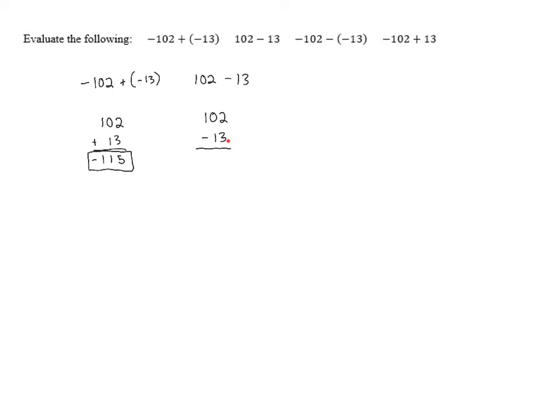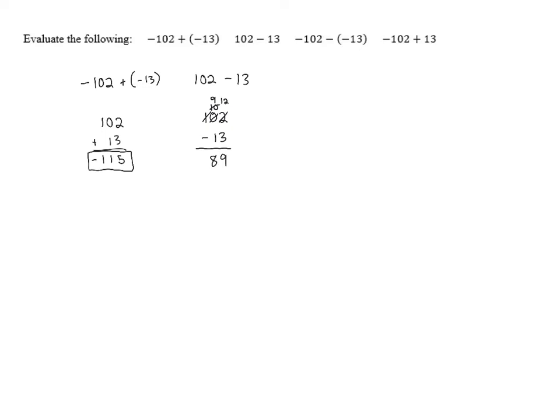We can't subtract 3 from 2 because it's not big enough, so we're going to have to borrow. But we can't borrow from the 0 because there's nothing there, so we have to borrow from the 1. So when we borrow from the 1, that 0 becomes a 10. And then we have to borrow from that 10, so the 10 becomes a 9. And then when we bring 1 over, that 2 becomes a 12. So here we've got 12 minus 3 is 9, 9 minus 1 is 8, and we have 89.